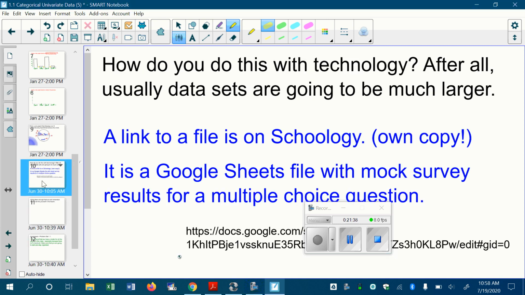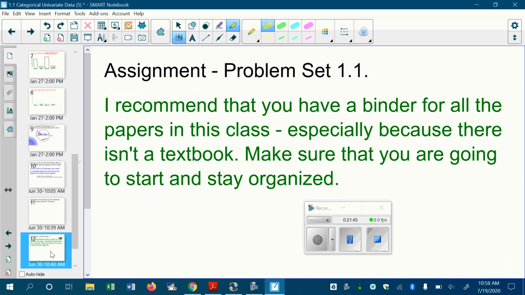And I would encourage you to go on Schoology, open that file that I just was playing around with, and make sure that you can do those same steps yourself. And if you can't, be sure to talk to your teacher. All right, your next assignment, your problem set, is problem set 1.1. I recommend that you have some sort of organizational system for your work for this class. You know, keep it in a binder or something, because there isn't a textbook. So your papers that you generate and your computer files, that's it.